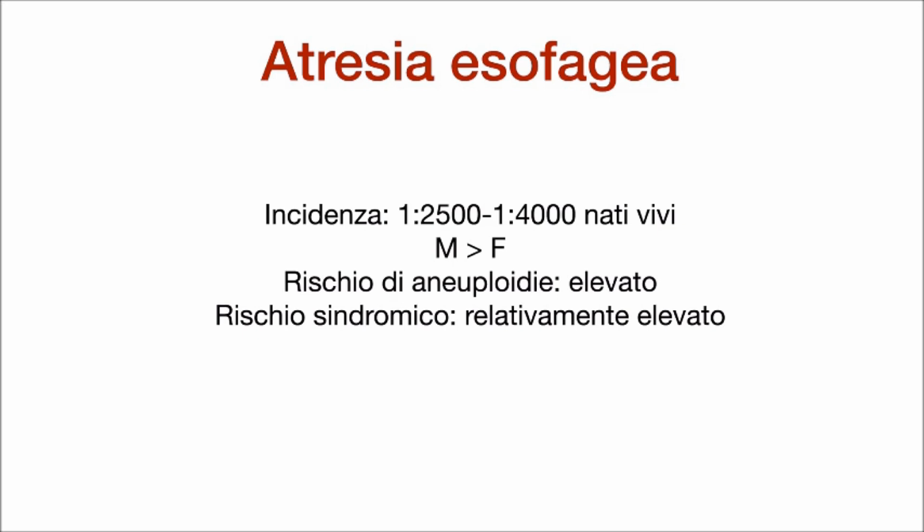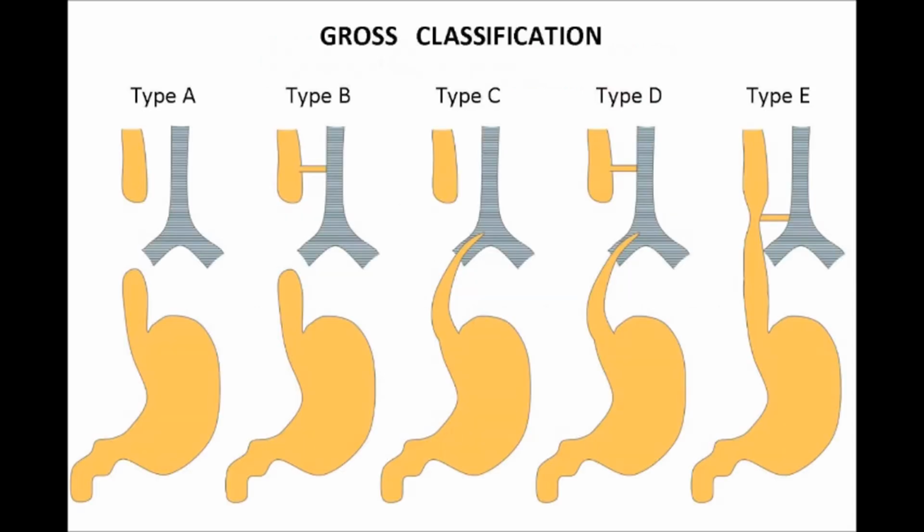and is associated with a high risk of aneuploidies as well as a high syndromic risk, as we will see later. There are 5 types of esophageal atresia classified according to the Gross classification, distinguished based on the anatomy of the defect and the location of the fistula with the trachea. In type A, there is no fistula, and this is the rarest scenario. In fact, in the vast majority of cases, in more than 90% of cases, a fistula is present.